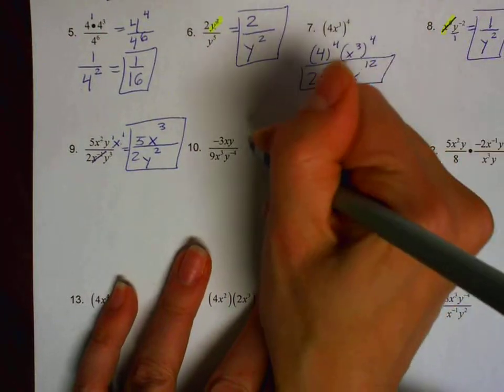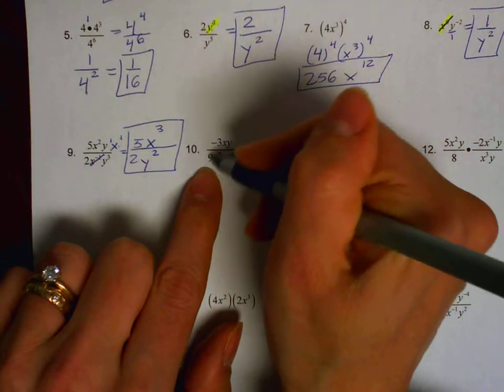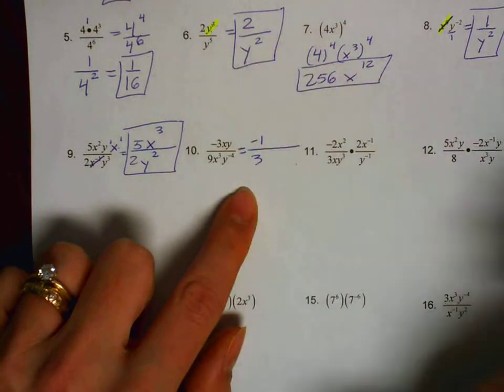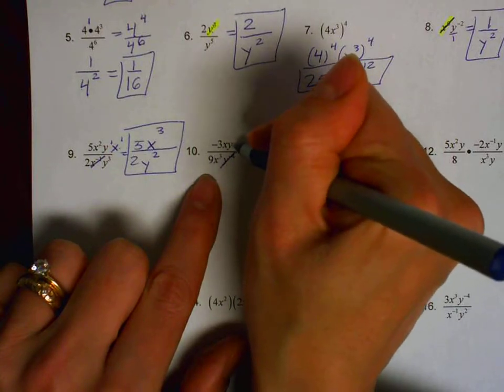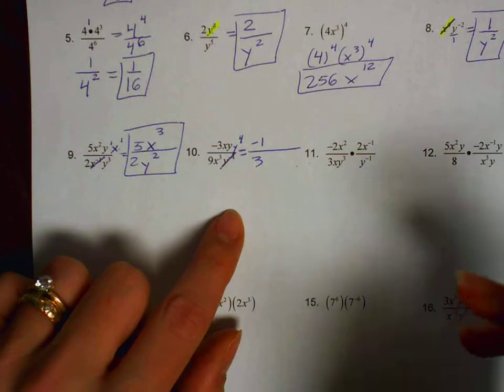Number 10, I start with my number part, the negative 3 and the 9. That I can simplify. That's a fraction. That simplifies to negative 1 over 3. I'm going to cross out this y to the negative 4 and write it on the top as y to the positive 4 so that I only have to deal with positive exponents.